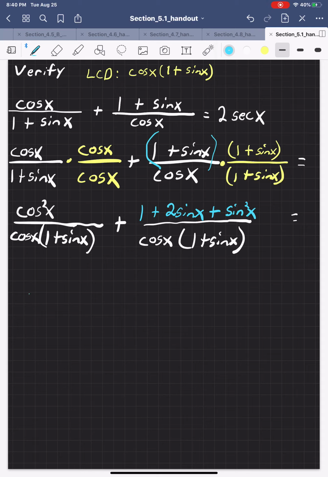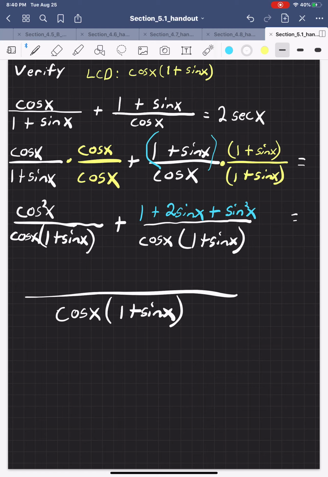So we know that the denominator is going to be cosine of x times 1 plus sine of x. And let me just go ahead and write it out. So cosine squared plus 1 plus 2 sine of x plus sine squared x.